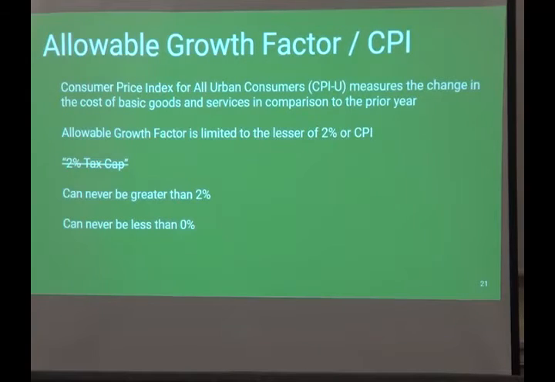Again, allowable growth factor CPI, this is another piece of the tax cap calculation, and this one is the same for everybody. This is the number, and it is based upon the consumer price index for the 12 months leading up to the time we're developing our budget. And we do know it's trending right now at above 2%, but this is where it is problematic for the district.